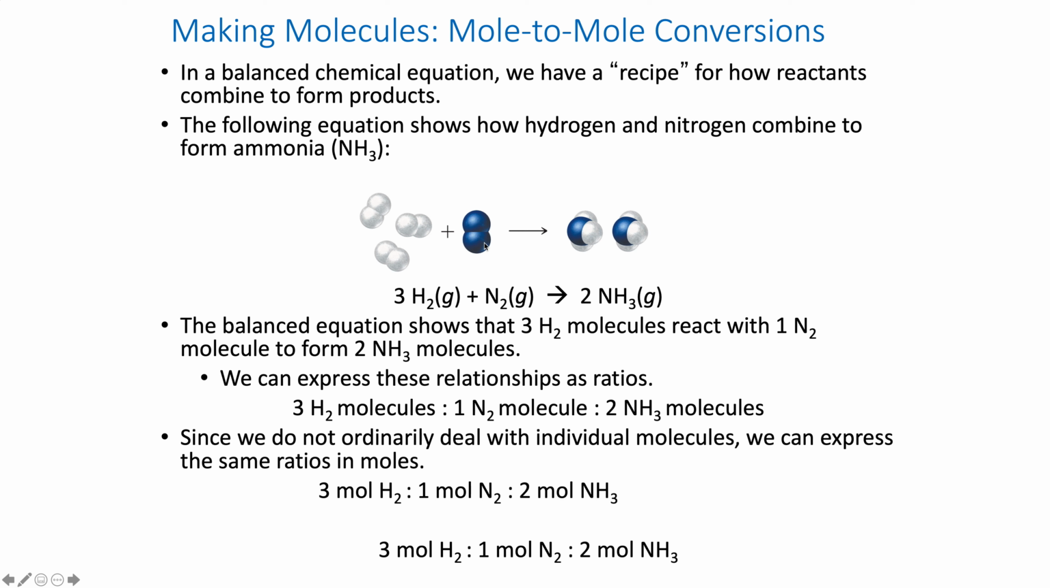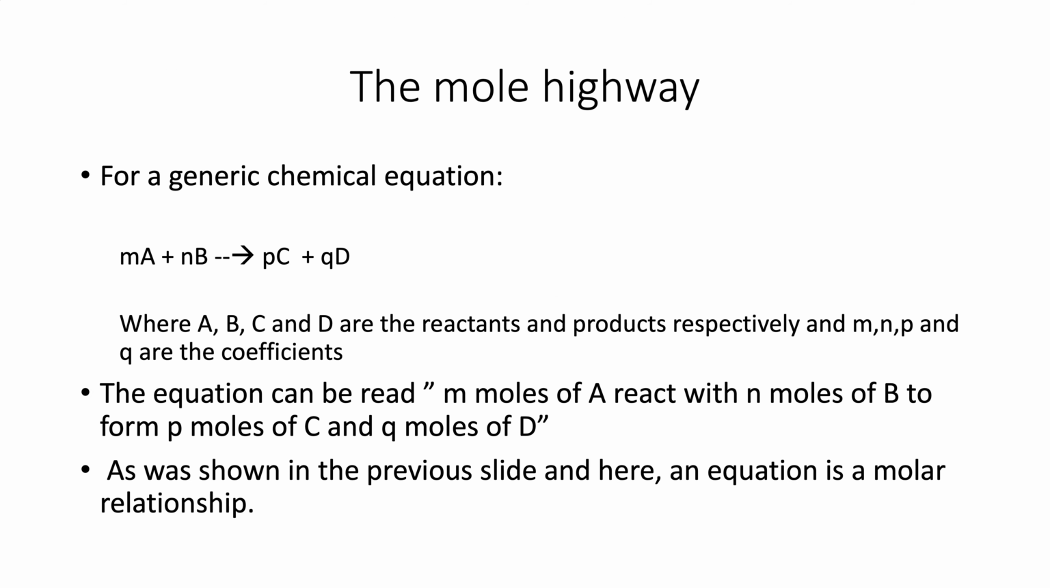But the ratio is good no matter how much, so we could also do this in moles. So 3 moles of hydrogen react with a mole of nitrogen to form 2 moles of ammonia. And of course, once something is in moles, from moles you can get mass, you can get particles, all sorts of stuff like that. Right?